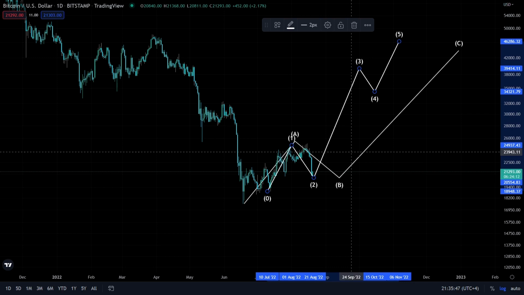That's just my opinion. I'm going to risk manage all the way, as I usually do, so don't take my opinion as financial advice. Let's just try and keep nailing these moves as we have been doing.